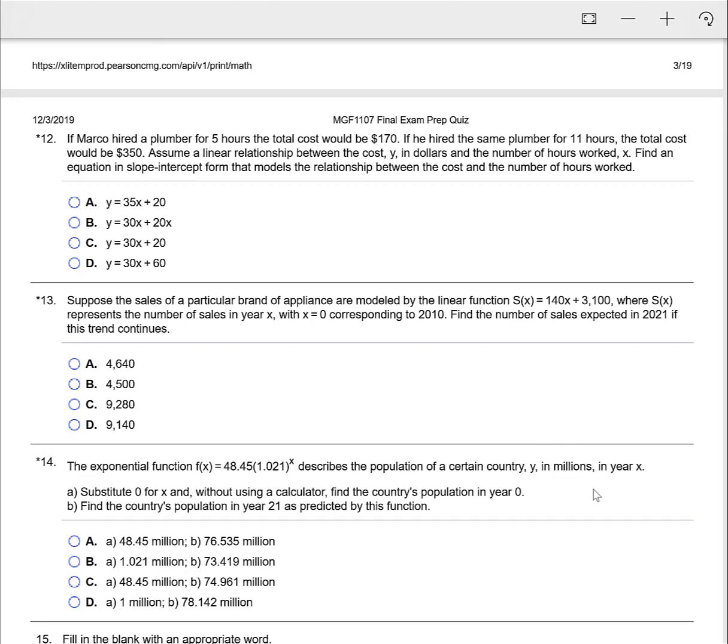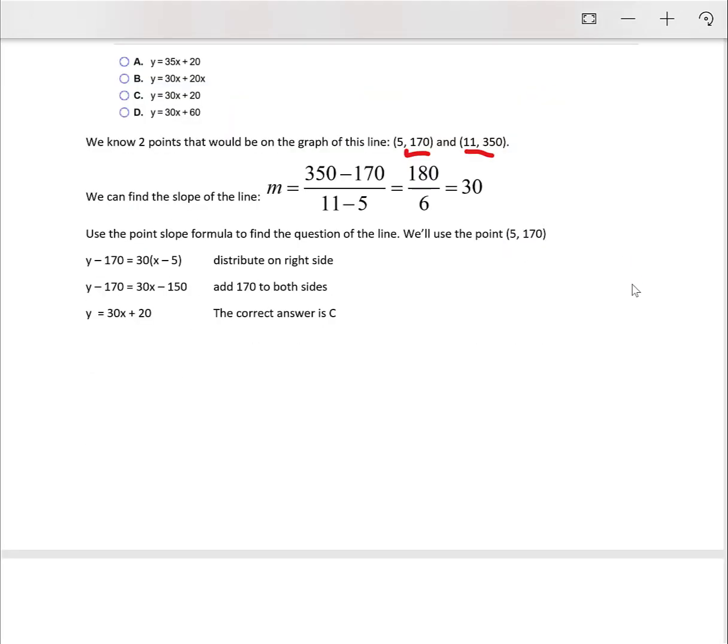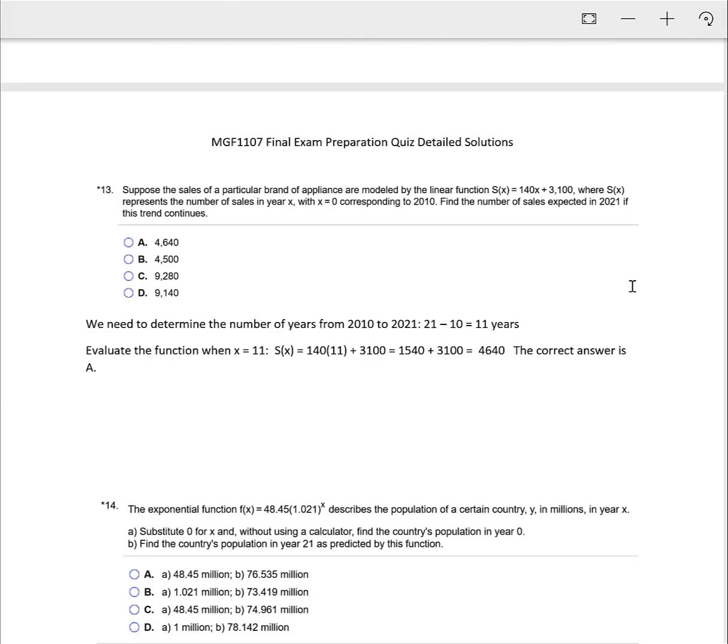And number 13, we need to have a detailed solution for this one also. Suppose the sales of a particular brand of appliance are modeled by the linear function s of x equals 140x plus 3100, where s of x represents the number of sales in the year with x equals 0 corresponding to the year 2010. Find the number of sales expected in 2021 if the trend continues.